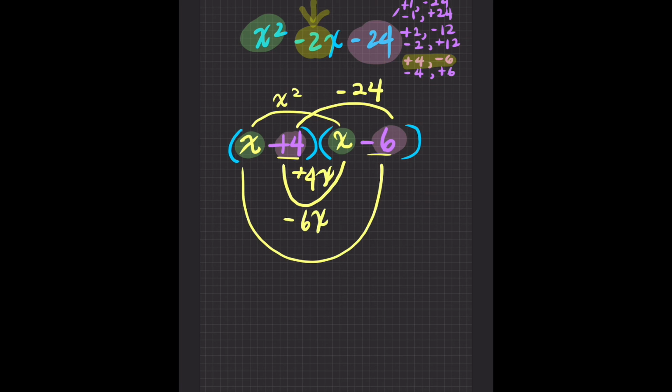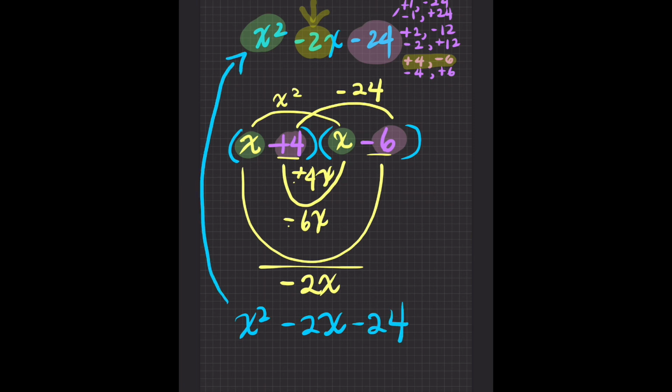Since they are like terms, same variable, same index, you can simplify by adding them. So plus 4 minus 6 will give you negative 2x. Now let's put everything together, starting with x squared, the middle term, and the constant. So we have x squared minus 2x minus 24. Is it the same as the original expression? If it is, then your factorization is correct.